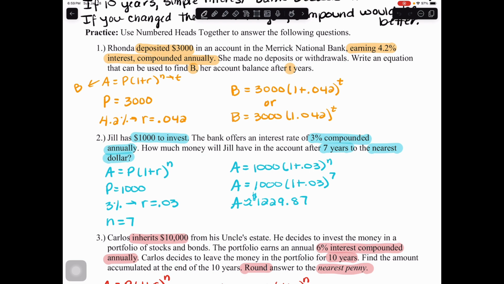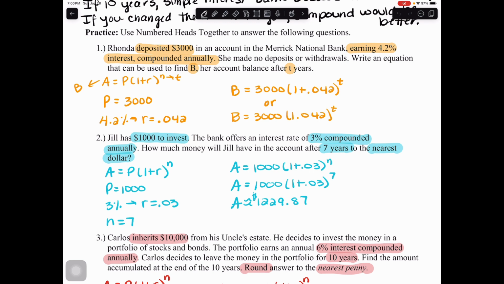So my principal amount was $3,000, that's going in for P, and 4.2 was the percent, so as a decimal, that would be 0.042. So you can see that I plugged them into the correct spots to get a formula of B equals 3,000 times 1 plus 0.042 to the T. Or again, you can add those together and write that number in parentheses instead.